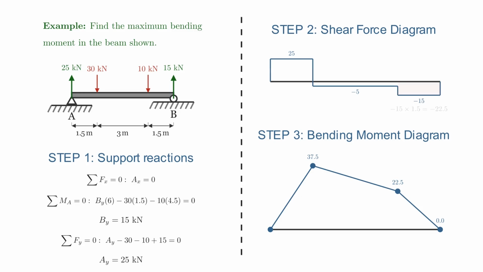So from here we can read off the maximum bending moment, and this occurs at the 1.5 meter mark where the 30 kilonewton force is, with a maximum bending moment of 37.5 kilonewton meters.